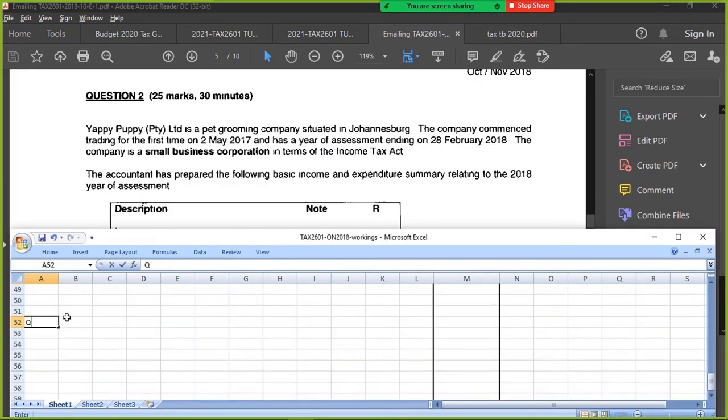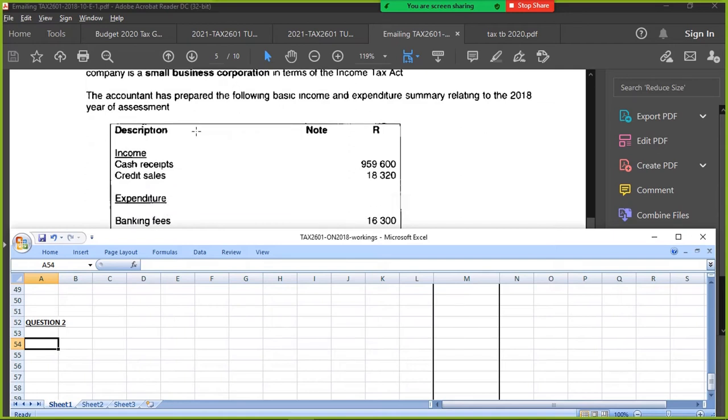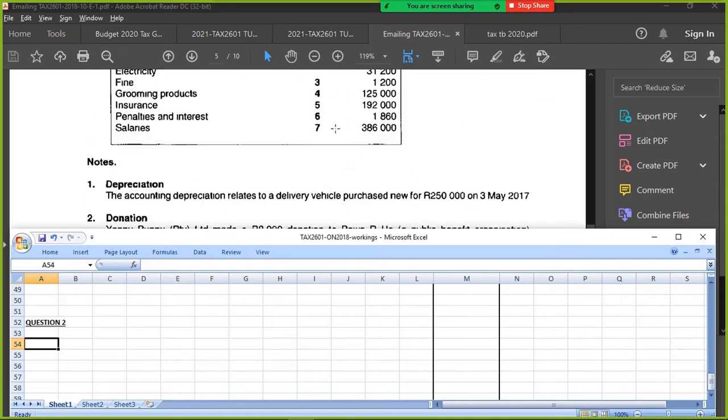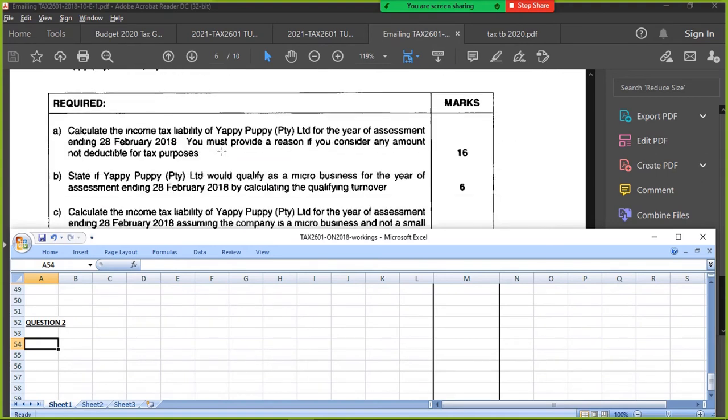Okay, so question 2. All right, here we've got Y Limited. It's a grooming company. They commenced business in May. The year end is Feb. Okay, and we've got SBC here. All right, then they've given you all of the receipts and payments. Okay, this looks like a nice question. It actually looks easier than the other one we just looked at.